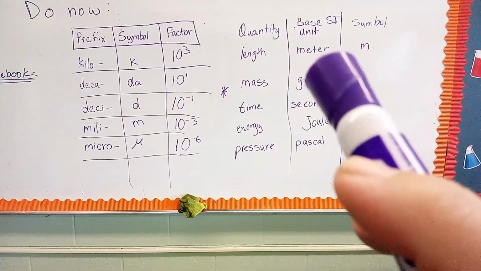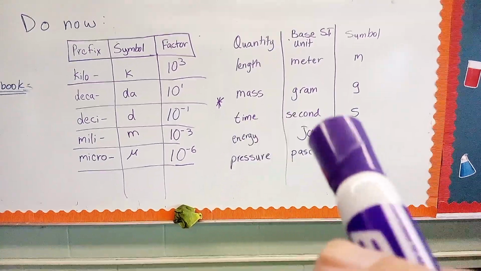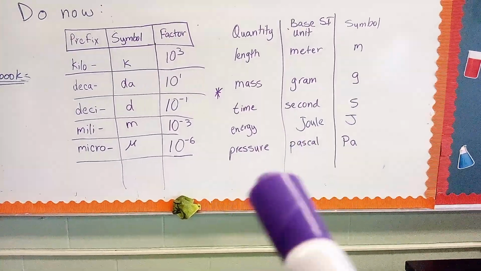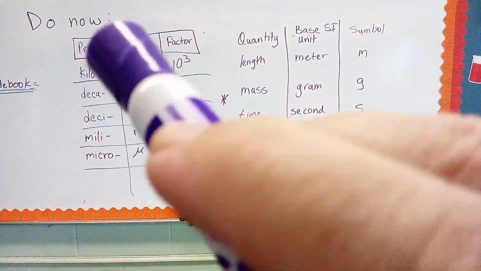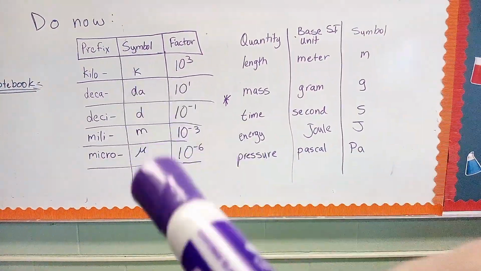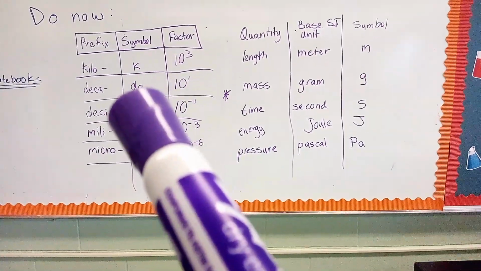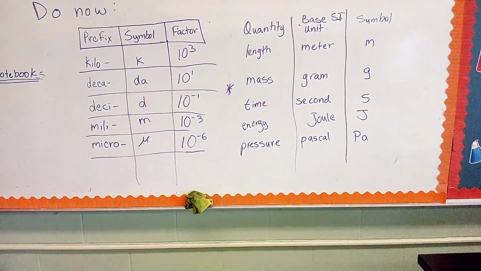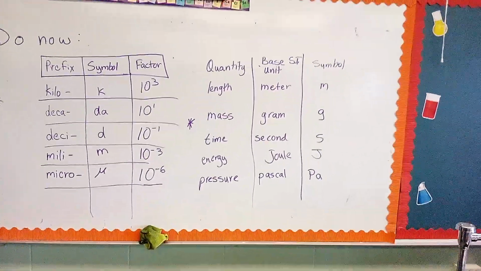And we have different units for different things. Length is meter, mass is grams, time is seconds, energy is joule, pressure is Pascal, and then the different prefixes. These are some of the most common. So we have kilo, deca, deci, milli, and micro. Now, how do we combine this? How do we get the units?